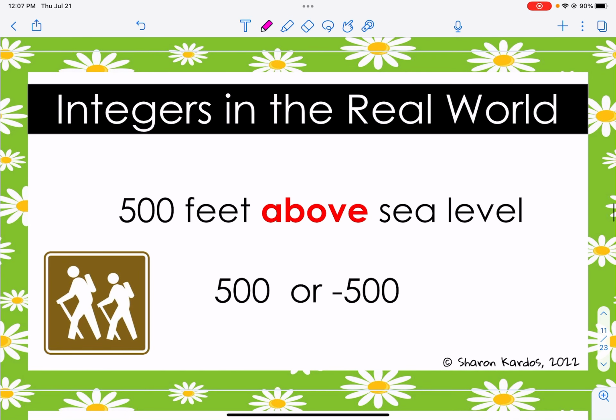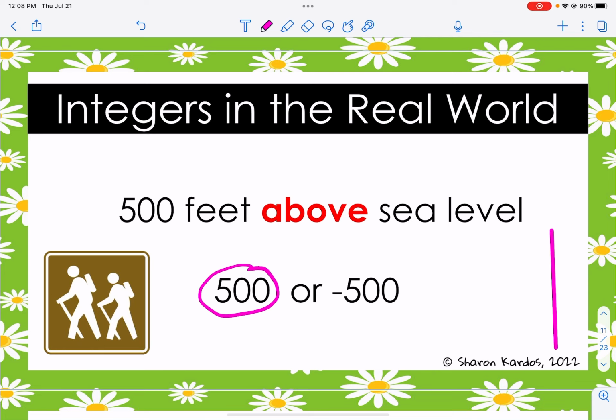500 feet above sea level. If I were taking a hike on a mountain trail, I might see this sign that tells me my elevation, I'm 500 feet above sea level. That word above is going to let me know that I am on the positive side. And again, you can think of a number line as not just going left to right, but you can also think of a number line as going up and down. So if it's above the 0, which would be sea level, it's going to be positive. And if it's below 0, that's going to be negative.